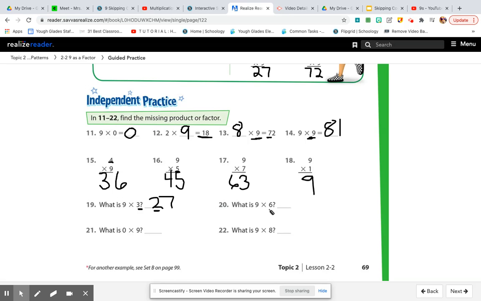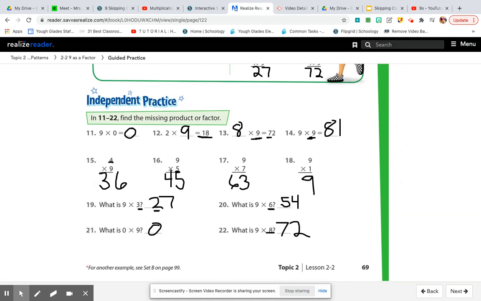9 times 6. Looking at 6, 1 less than 6 is 5. And I know if I put a 4 there, that would make 9. Oh, this is the 0 property of multiplication. Anything times 0 is 0. What is 9 times 8? 1 less than 8 is 7. And what can I add to 7 to get 9? That would be 2. 7, 8, 9.